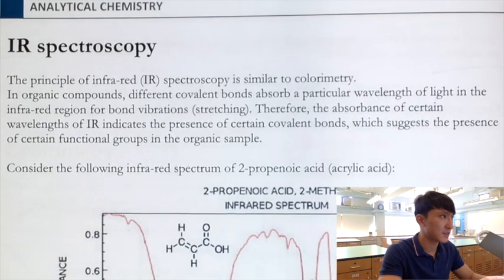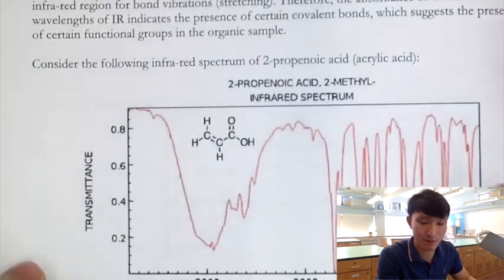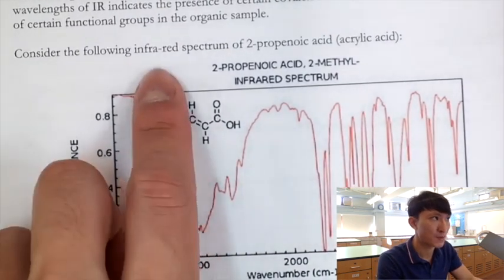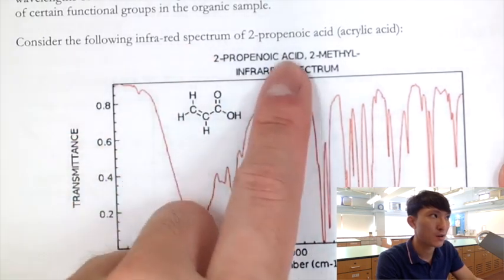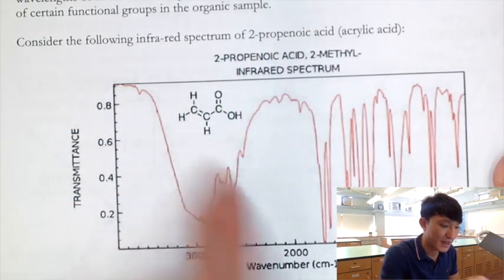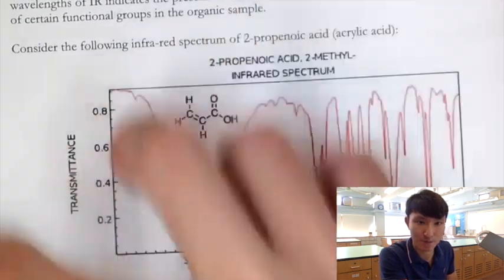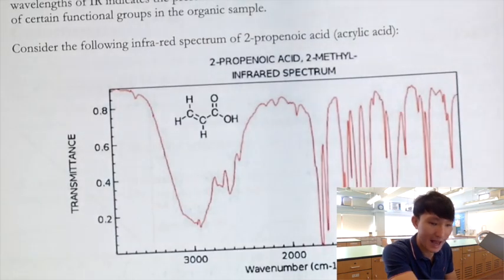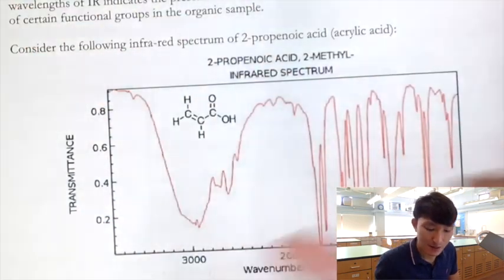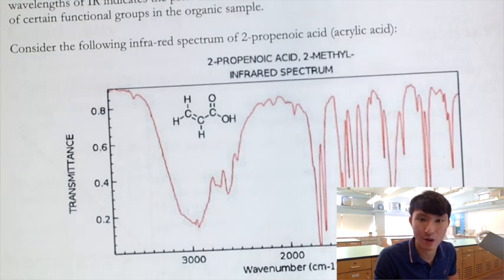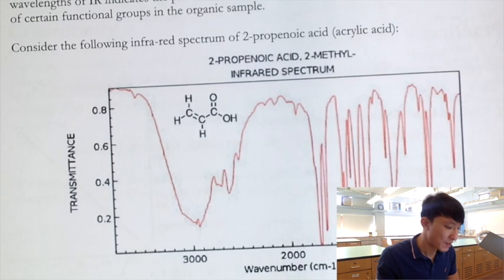Now, let's look at a very important case study. This is an infrared spectrum of a compound called 2-propenoic acid. The structure is given here. Whenever we look at a spectrum, make sure we know the y-axis and x-axis. Personally, I would say the infrared spectrum is quite weird. I will explain why right now.